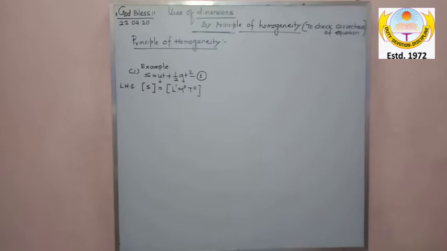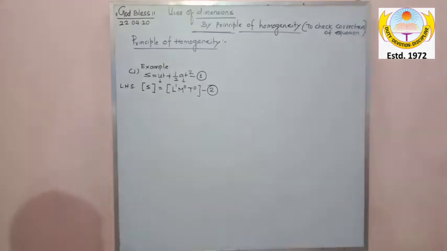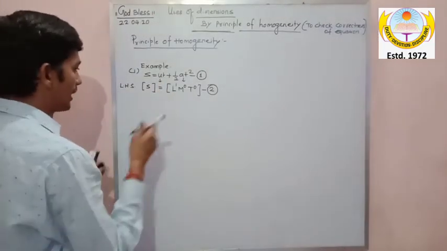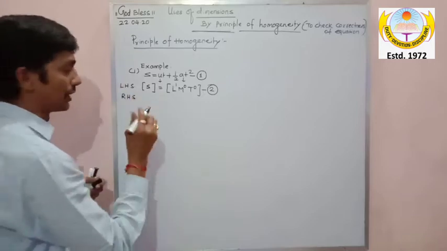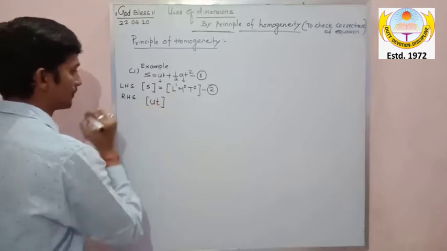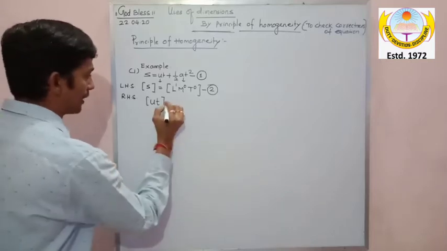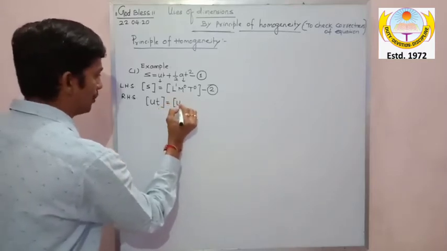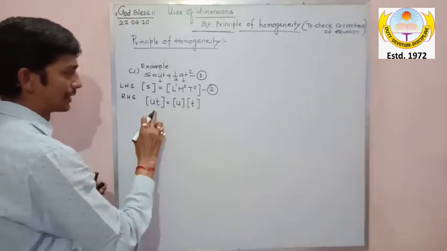On the left hand side, I will put this as equation number 2. Am I clear? Now let's go to the right hand side. Now in the right hand side, my dear, you can see what is there. I will write here RHS. On the RHS there are two terms. So the first term is UT, right? So now what is the dimension for UT? This is the dimension of U multiplied by the dimension of T. This should be written this way.